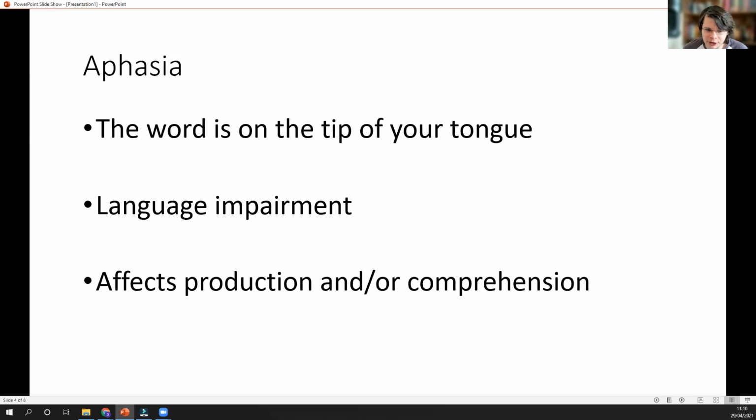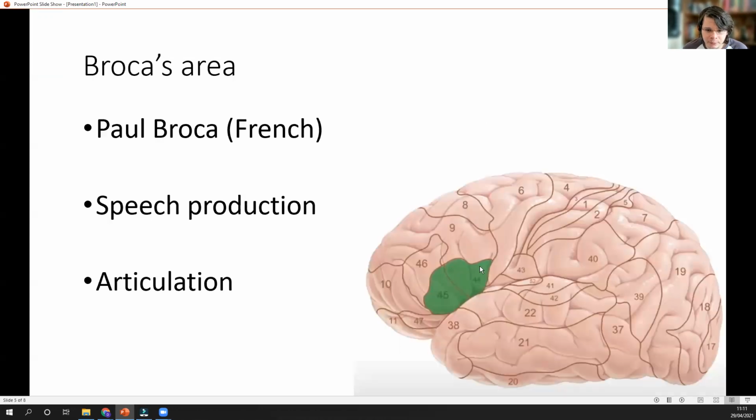This can affect production, the way you speak, and or the way you comprehend. But as we will see, it usually just affects production, or usually just affects comprehension, if you have damage in certain areas of the brain. So one area is Broca's area. Paul Broca was a French neuroscientist, and what he discovered was that when this area of the brain is damaged, it typically affects production, the way we speak, the way we move our lips, the way we move our tongue. That's called articulation, the way we move our mouths to speak.